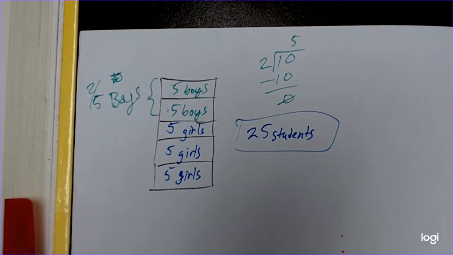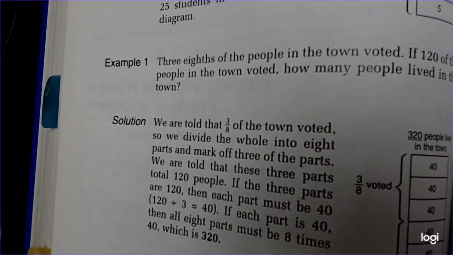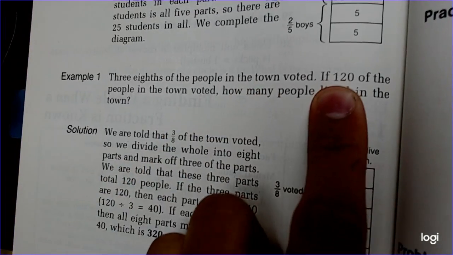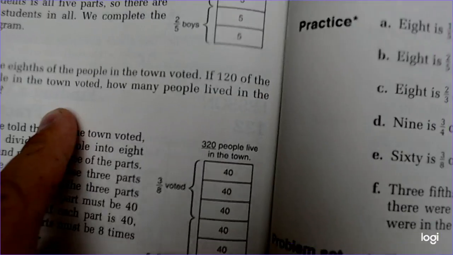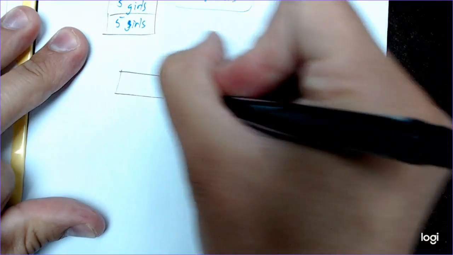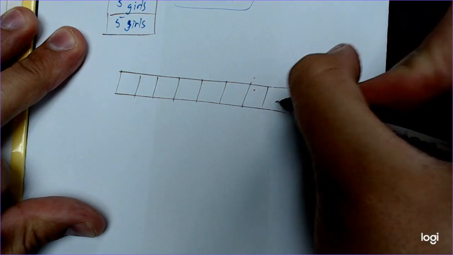Let's do another example problem, just to see if we can't clean this up and make it a little bit faster. Right, so I'm on example 1, page 594. They tell me 3/8 of the people in the town voted. If 120 of the people in the town voted, how many people lived in the town? So I'm going to go back over here. I'm going to make this diagram horizontal because 8 is big. All right, so there's 1, 2, 3, 4, 5, 6, 7, 8.